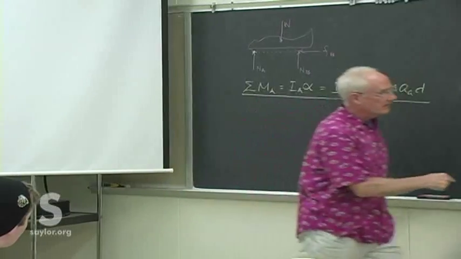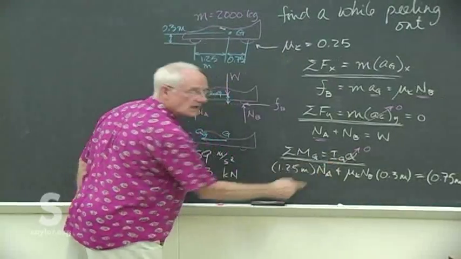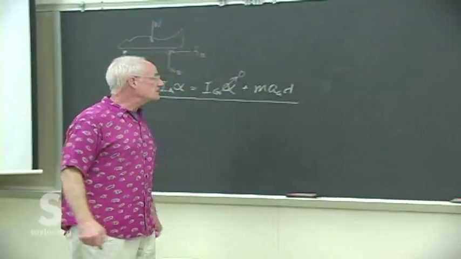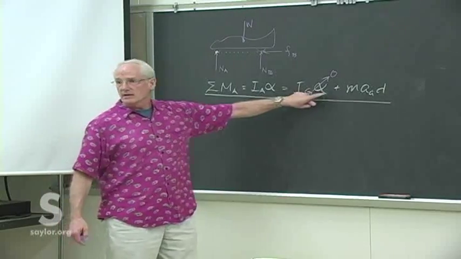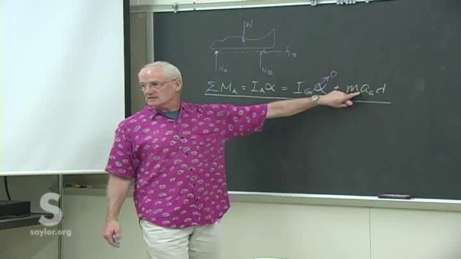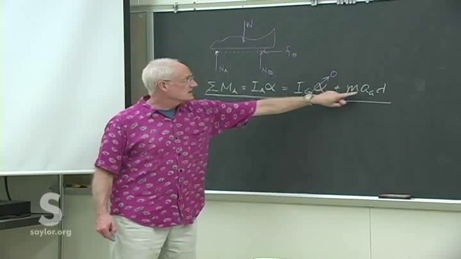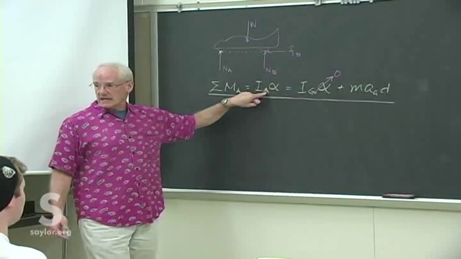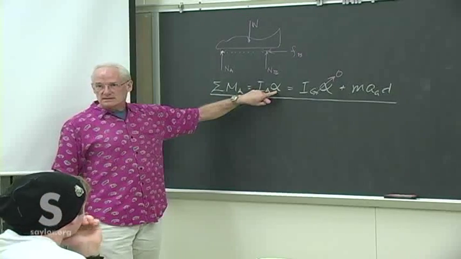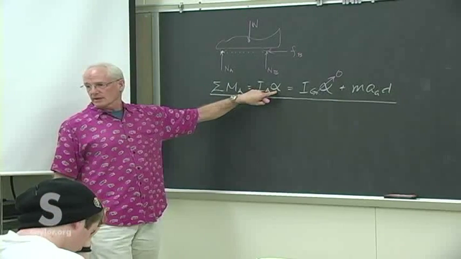I_A here, I_G here. If those subscripts don't match, A here and a G here, then you need to apply the parallel axis theorem. And this entire quantity is not zero. So it's very, very easy to say alpha is zero back here, but you won't get the right results.